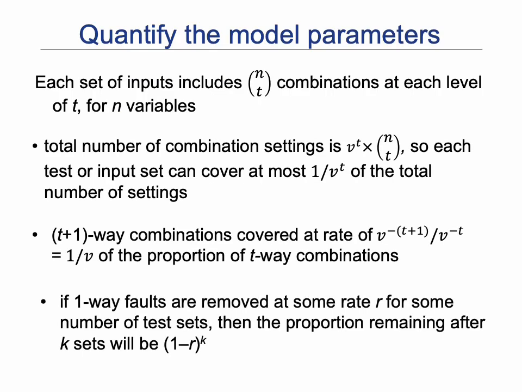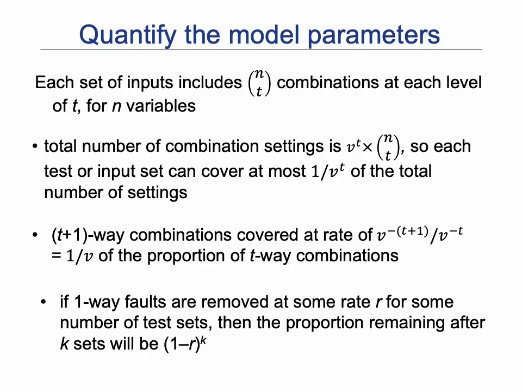Now let's quantify the parameters of the model. As explained earlier, each set of inputs or each test includes n choose T combinations at each level of T for the n variables or n input parameters. The total number of combination settings, of course, is v to the T times n choose T, as we discussed earlier. So each test or each set of inputs covers at most 1 over v to the T of the total number of settings or value combinations.